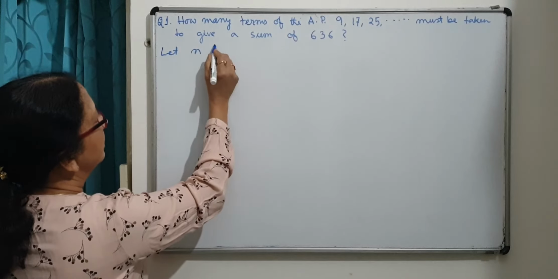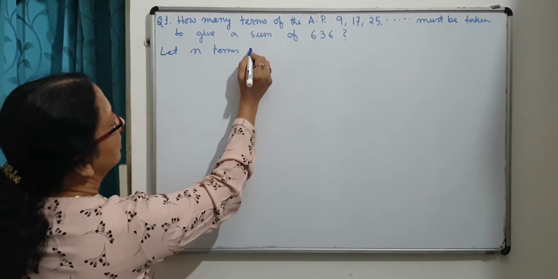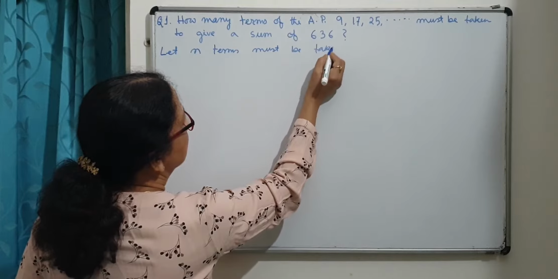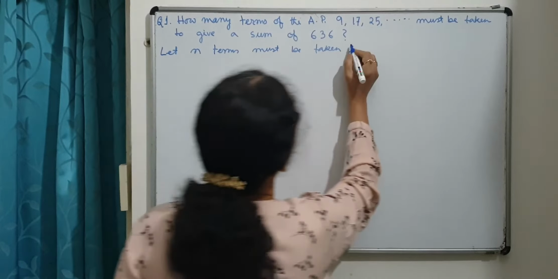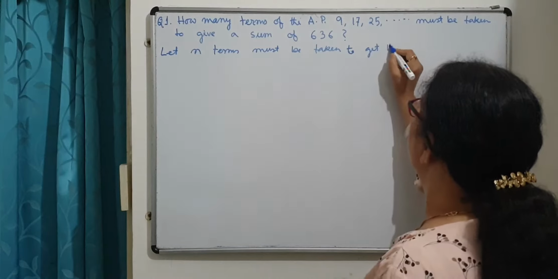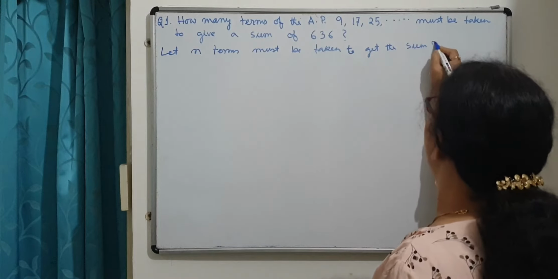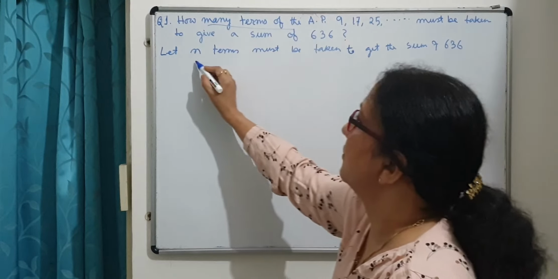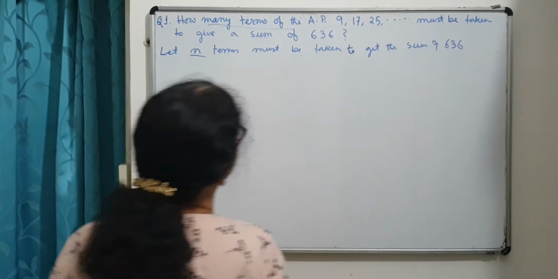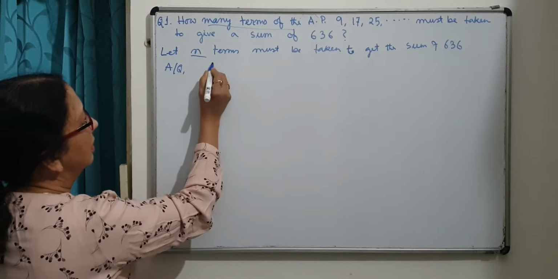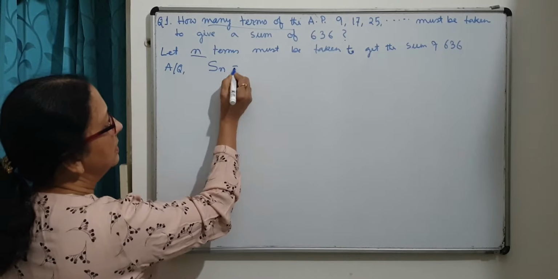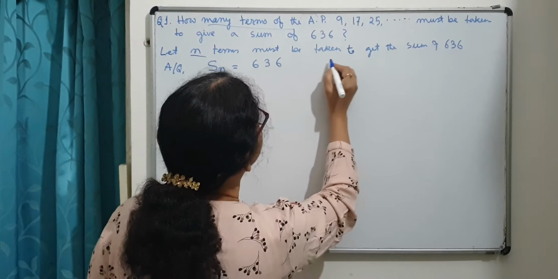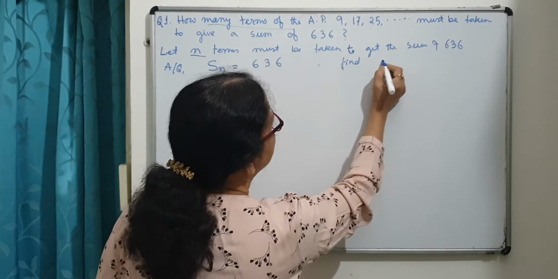n terms should be taken, must be taken to get the sum of 636. So what is asked is to find how many terms we take, with n as the variable. So n terms must be taken. According to the question, the sum of the first n terms will be 636. This is given in the question, and that means we have to find the value of n.